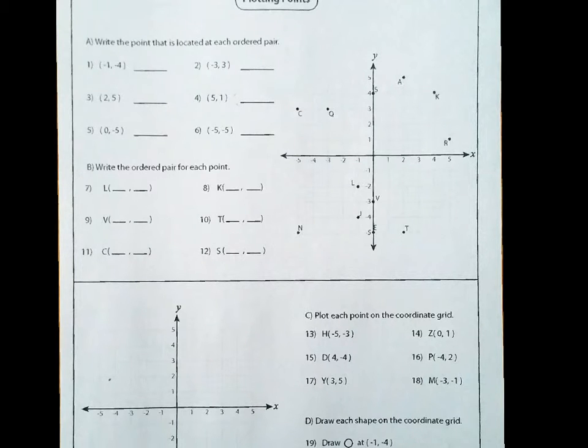This one says write the point that is located at each ordered pair. Well, let's look at number 1. Number 1 is negative 1, negative 4. Alright, well, negative 1 is here, negative 4, down here, it's going to be J again. Okay, let's do this one over here. 0 and negative 5. Well, 0 is right where the lines cross, it's right there. So 0 on the x-axis is there, and then negative 5 is down here, so it's going to be V.